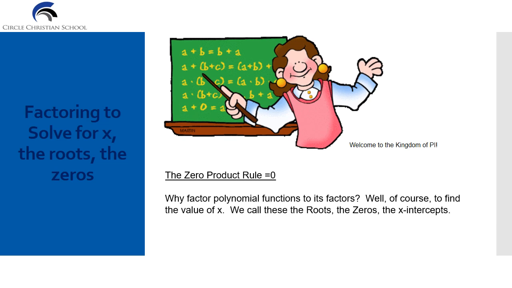Factoring to solve for x. The roots, the zeros. The zero product rule equals 0. Why factor polynomial functions into its factors? Well, of course, to find the value of x. We call these the roots, the zeros, the x-intercepts.